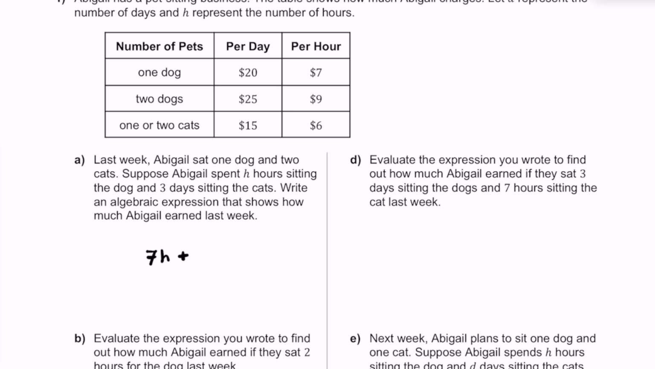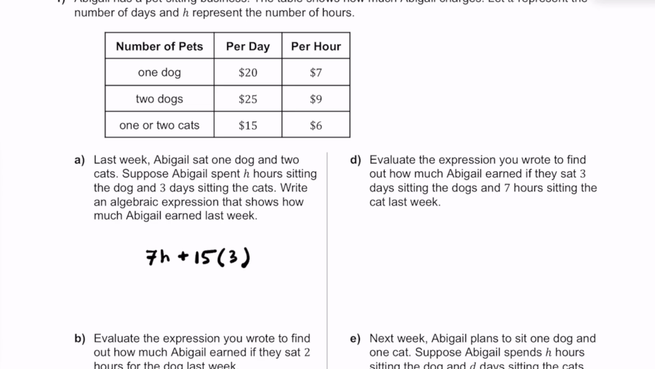Plus she's going to be making more money sitting the cats, right? So it's going to be 3 days sitting the cats. The cats are going to be the same price no matter what, and the per day price is going to be $15 per day. And we know it's going to be 3 of those days. So it's $15 per day, times 3 days.